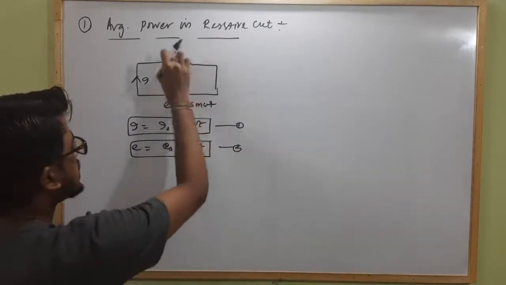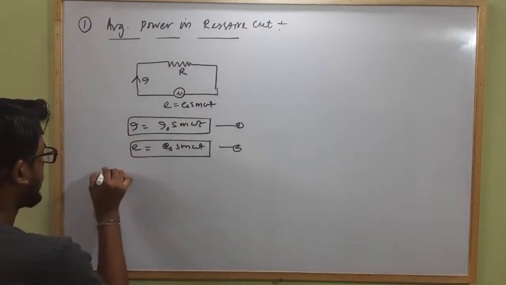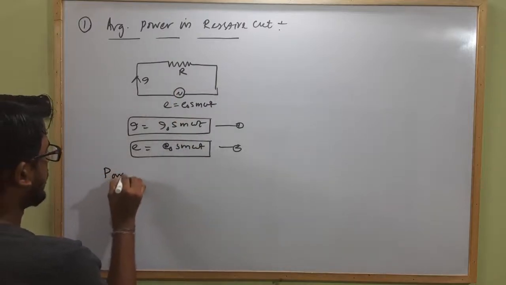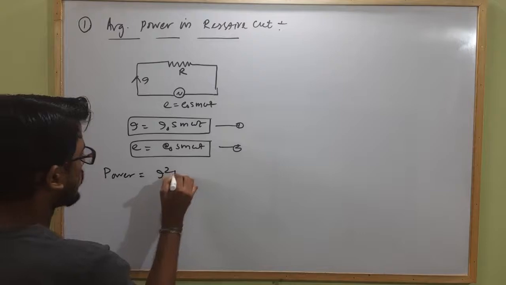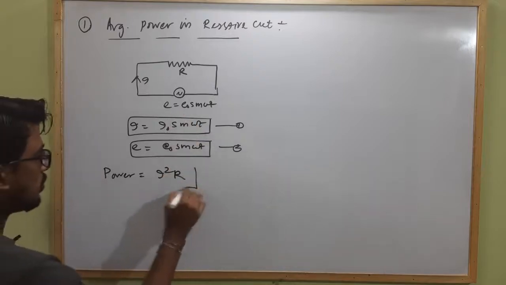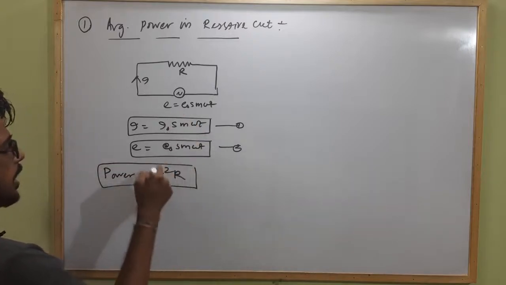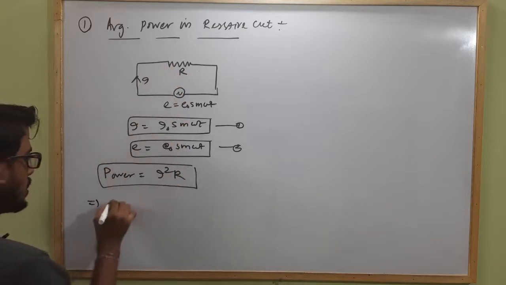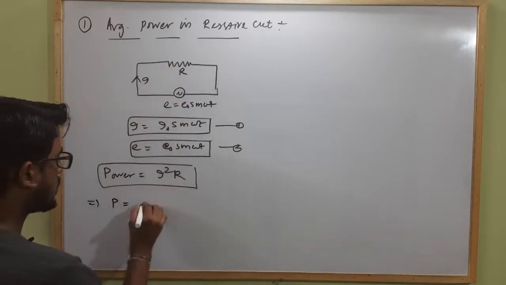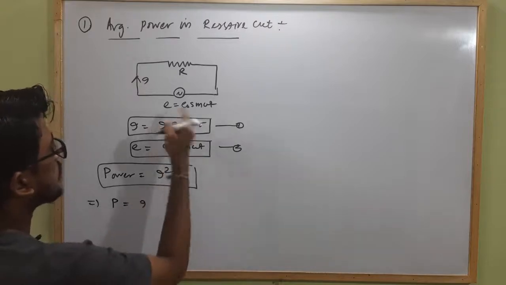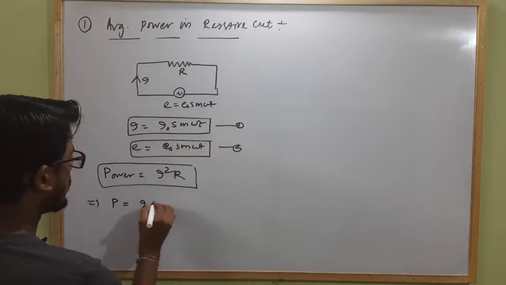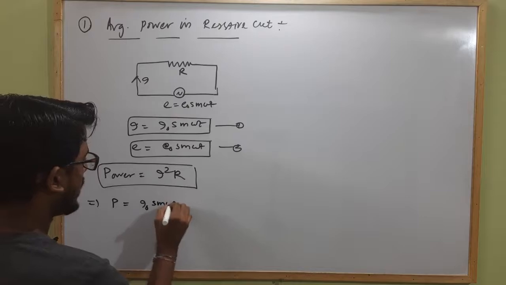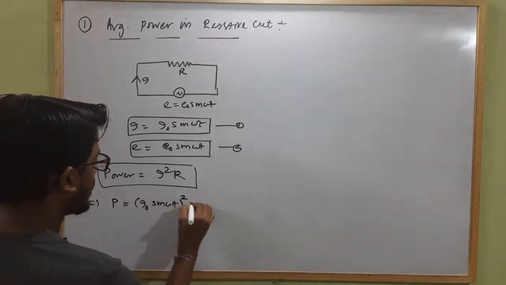As there is a resistance R, what is the power? We know the power formula is I square R. We already know that to calculate the power, it is equal to I square into R. So for this resistive circuit, power equals I square R, that is, I naught sin omega t whole square into R.